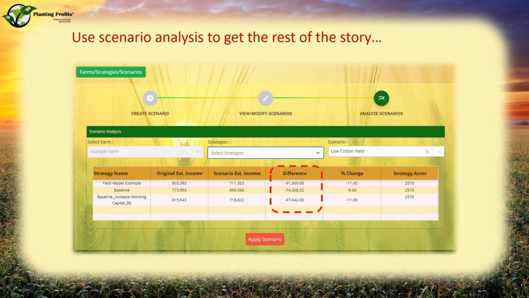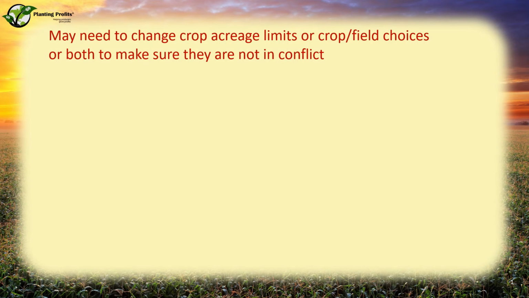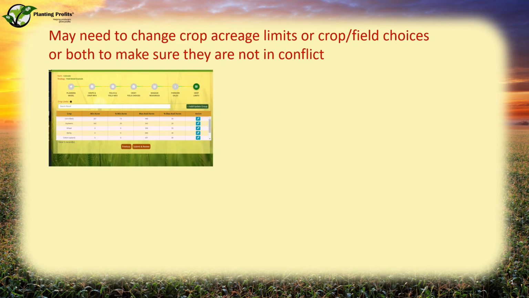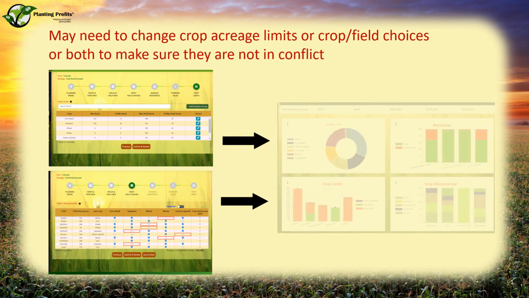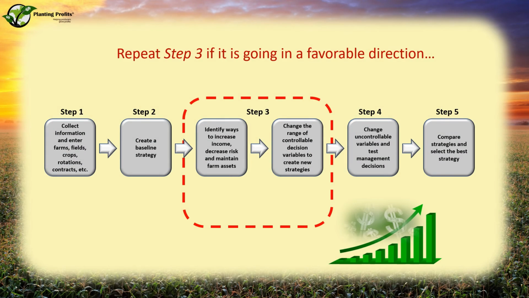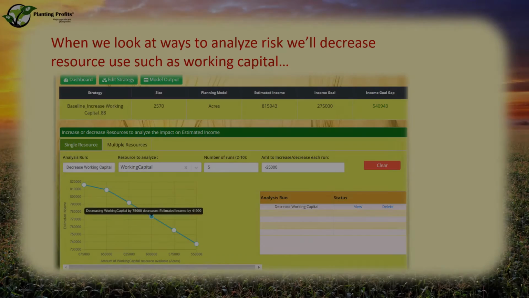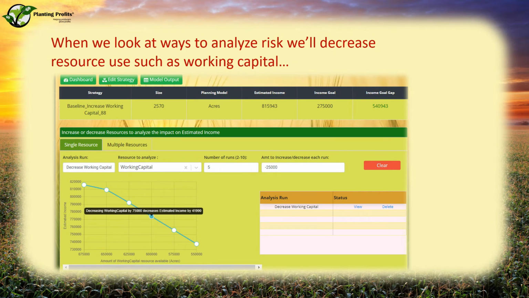In addition to comparing expected incomes across strategies, compare risk profiles, including using scenario analysis, to get the rest of the story. You may need to change crop acreage limits or crop and field choices, or both, in order to increase income by increasing resources. After reanalyzing your strategy, check resource use and repeat this process systematically if it is going in a favorable direction. Later, when we look at ways to analyze risk, we'll come back to changing critical resources. But in that case, we'll decrease resources such as working capital to show ways to decrease exposure.